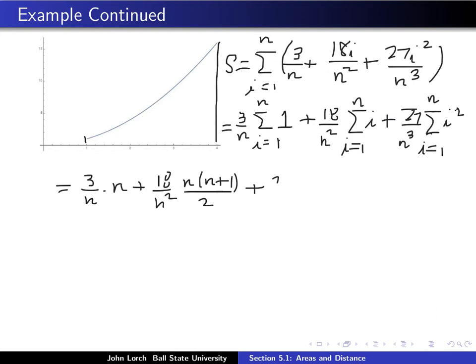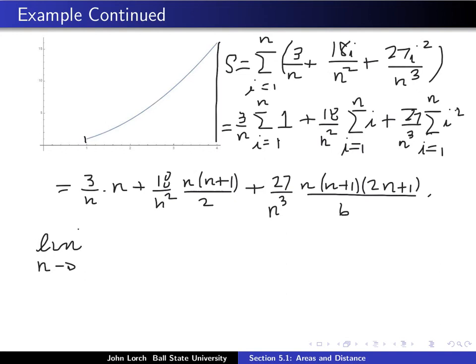And then finally we get this 27 over n cubed, and then the sum of the first n squares, remember, was n times n plus 1 times 2n plus 1, all over 6. Now remember, when we were computing this area, we wanted to find the limit as n goes to infinity of this whole mess, right? So we're taking the limit as n goes to infinity of s, this sum.